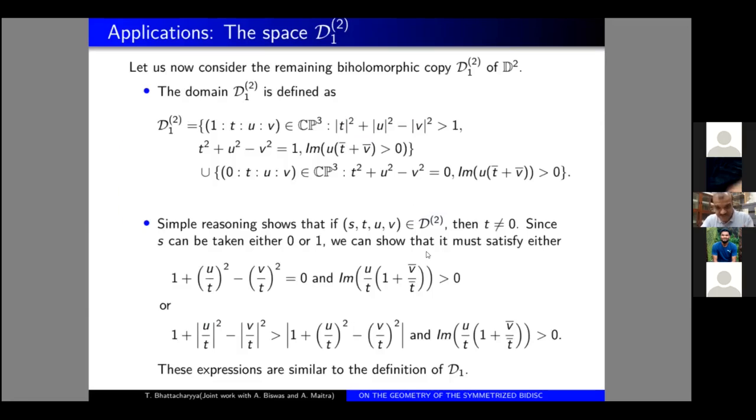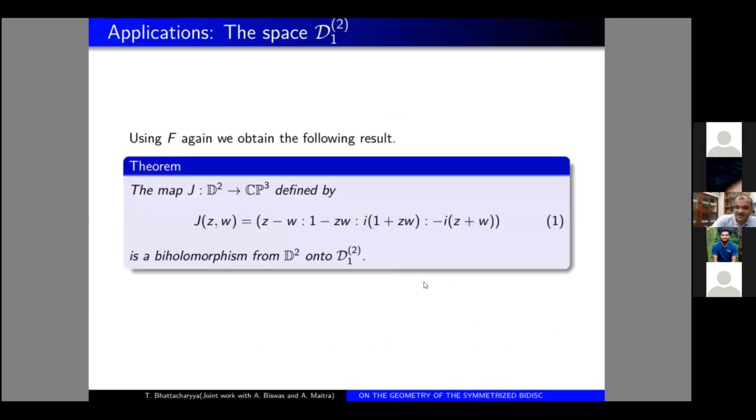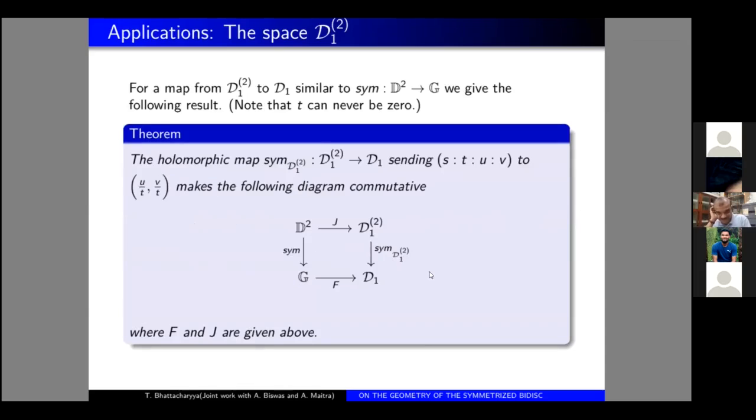So the entire thing is written here, and this really gives the biholomorphism from D2 to D12. This is also there in our work, and correspondingly you can ask about the symmetrization map here as well. What should be the symmetrization map from D12 to D1? That also one can write down. Okay, I think that's it.